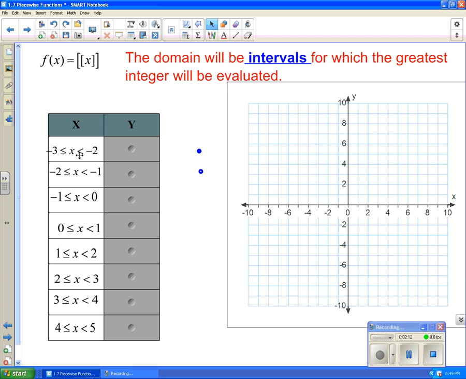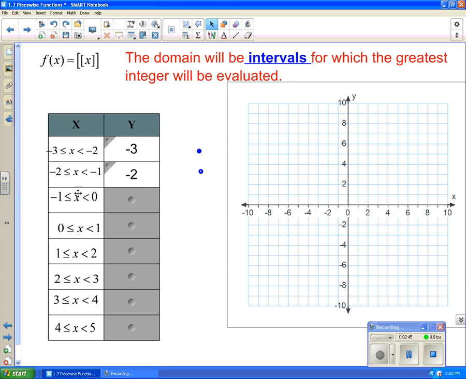So if we look at the first one, x is between negative 3 and negative 2. Well, when I think about numbers inside this interval, I'm thinking about negative 2.1, negative 2.2. Well, the greatest integer of negative, say, 2.1 would be negative 3, because negative 3 is to the left of negative 2.1 on the number line. If I look at the next interval, it's x between negative 2 and negative 1. I think about numbers like negative 1.5, negative 1.8. Well, the greatest integer of those numbers would be negative 2. So it's always going to be the one that's on the left-hand side.